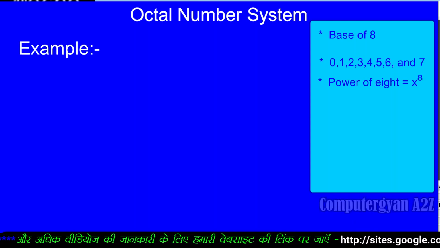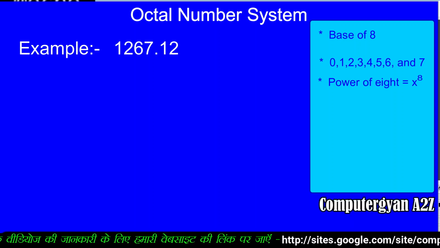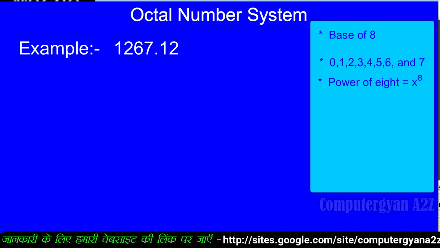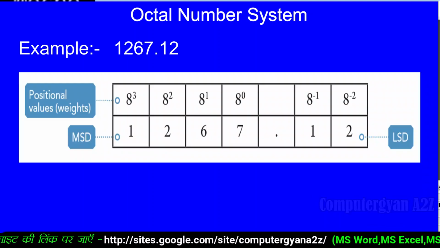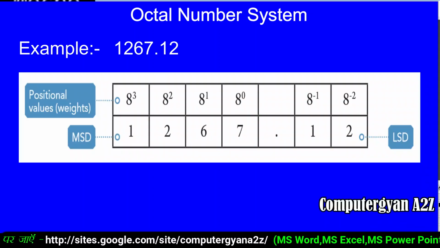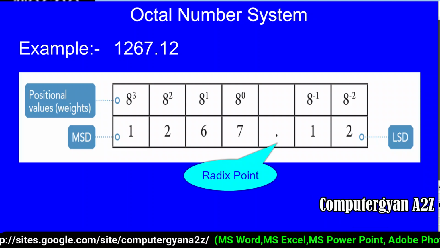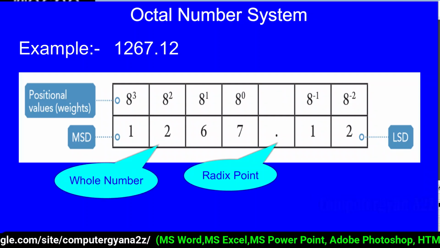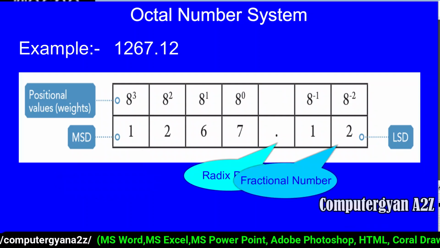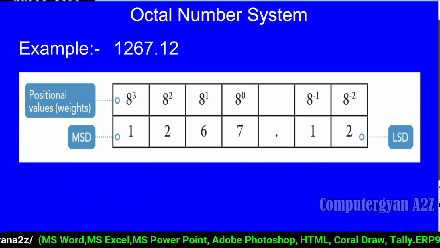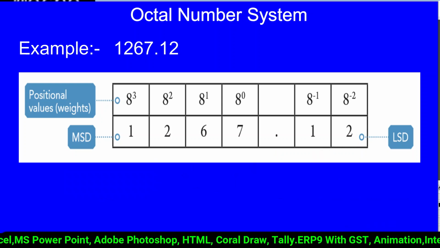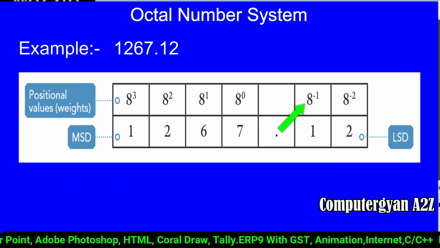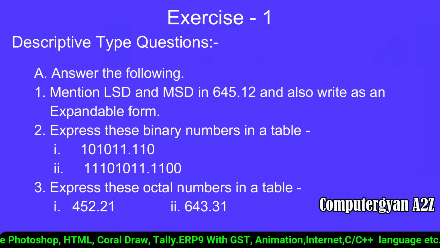As an example, consider 1267.12, an octal number with a fraction. Here you can see in a table. As in the decimal and the binary number system, the radix point separates the whole number part from the fractional part. The place value of each digit to the left and the right of the radix point is got by raising 8 to successive positive or negative powers respectively.